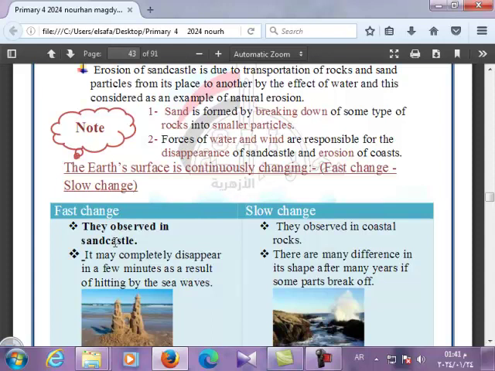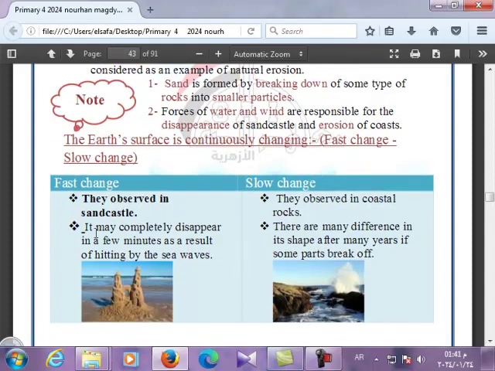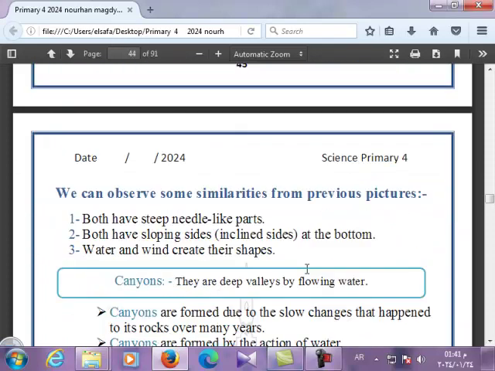Fast change is observed in a sand castle, and it may completely disappear in a few minutes as a result of being hit by the sea waves. Slow change is observed in coastal rocks. There are many differences in their shape after many years, as some parts break off.